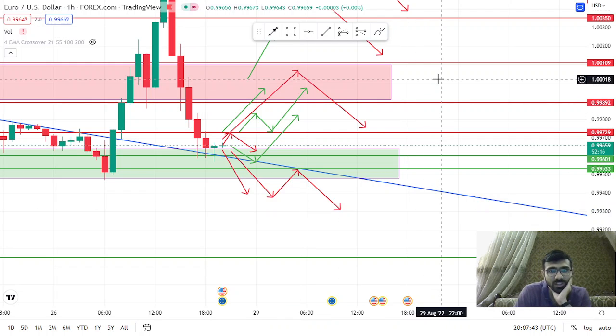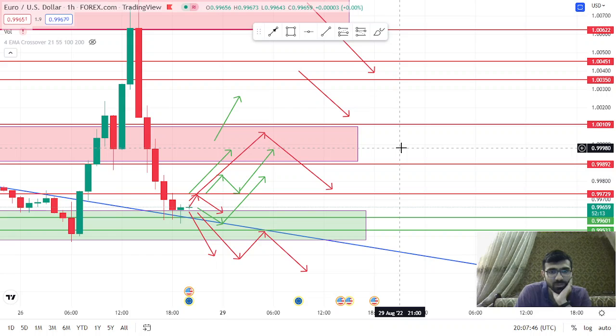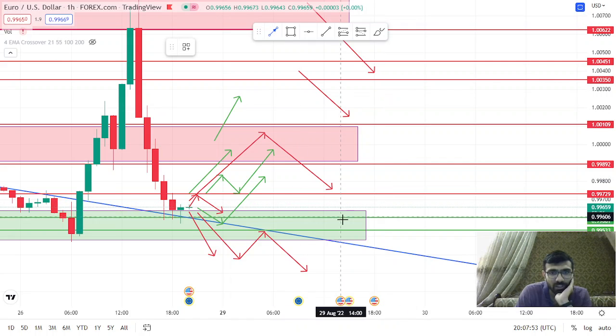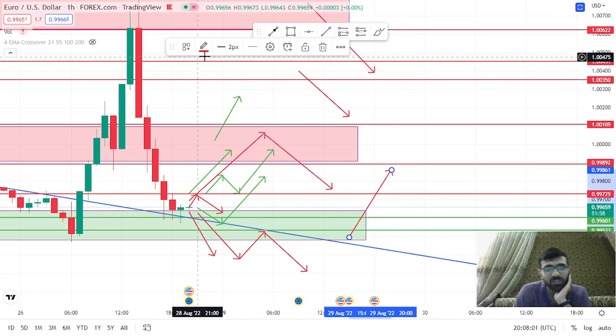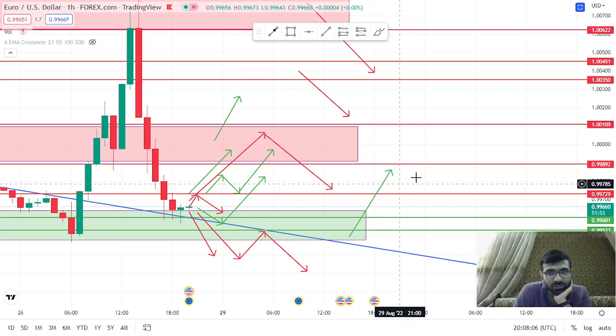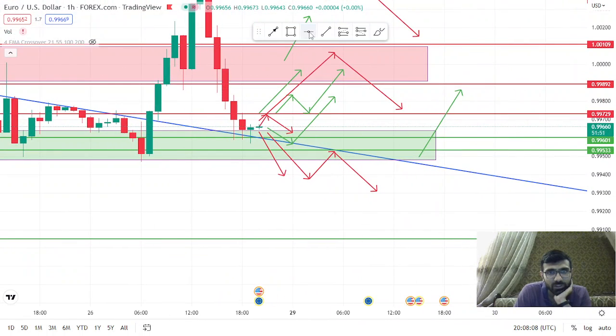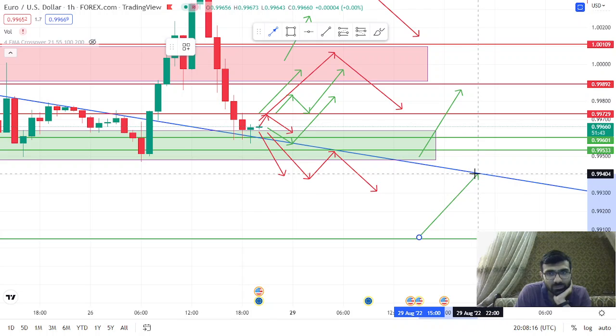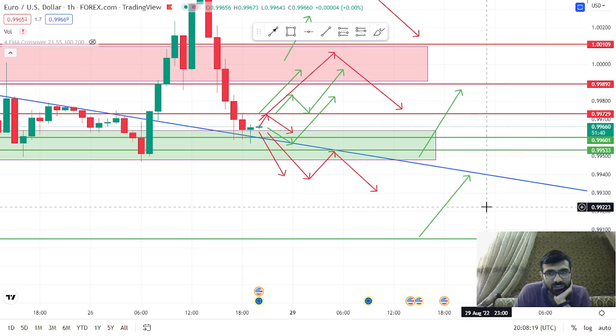Okay, now let's see which scenario comes into play first. So we will be very careful for all the scenarios. And another good buying area would be from here. If the market comes to this level and gives us a buying opportunity, we will buy from here as well. And my personal favorite area would be from here. If the market tests this zone, then I would go long, at least till the trend line.